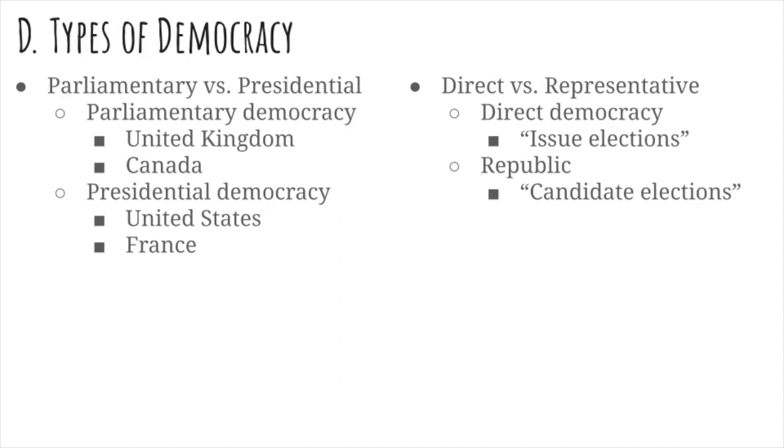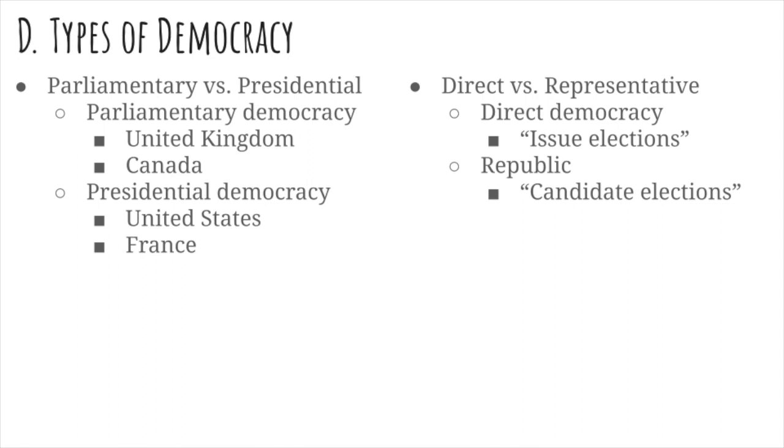Now, in terms of the types of democracy, we can divide them a couple different ways. The first way to think about them is a direct democracy versus a representative democracy. In a direct democracy, the people vote directly on the issues, so they might vote yes or no on a particular issue. But most democracies are actually republics, and that's where the people elect representatives to make decisions for them. And of course, our system blends certain elements of both of these.